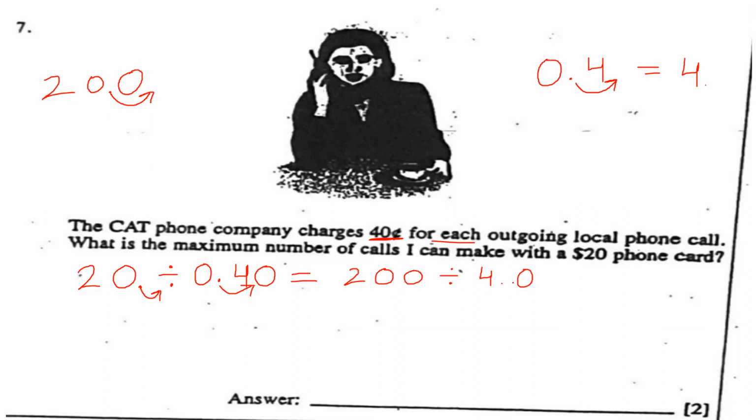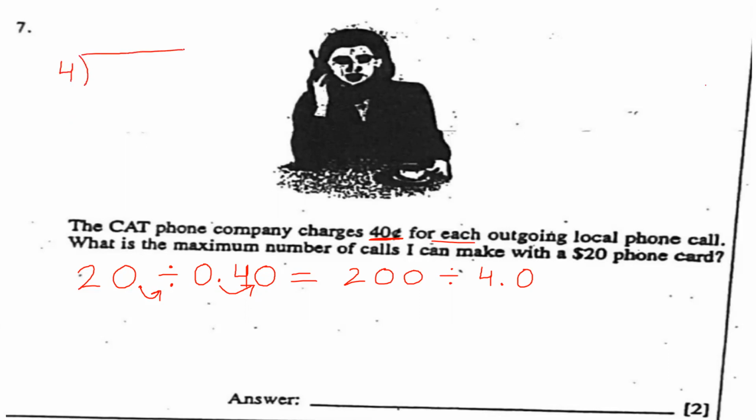Now 4.0, please do not be mistaken. 4.0 is the same thing as 4. So when I start to divide, I'm not going to use 4.0, I'm going to use 4, because that's the same thing. Hopefully you can appreciate that. So let's do it. Let's divide 200 by 4.